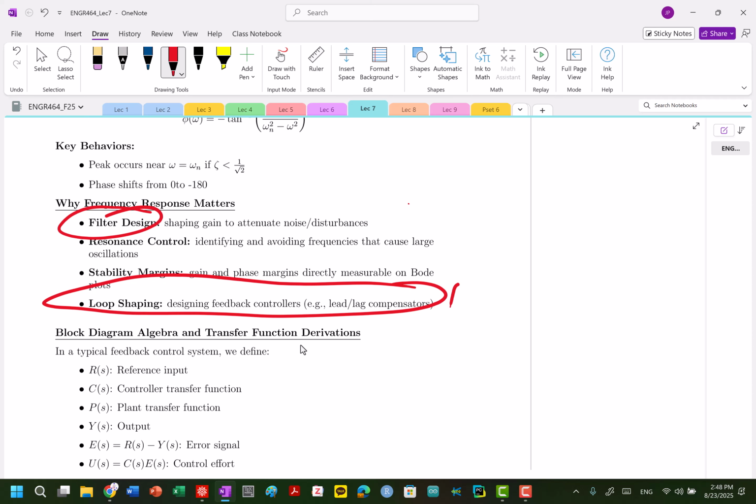We're going to actually focus on this. Lead and lag compensators, we're going to design those. Stability margins, we'll design those as well. But this filter design is really, really important. A lot of electrical engineering ideas there. So that's really, really important.